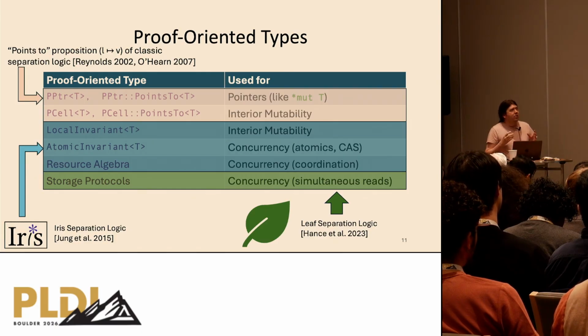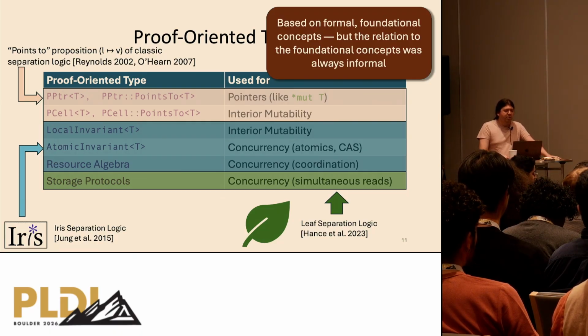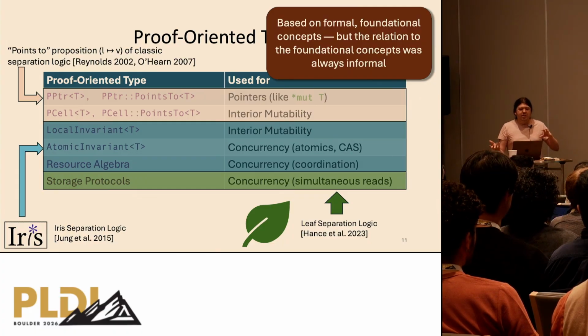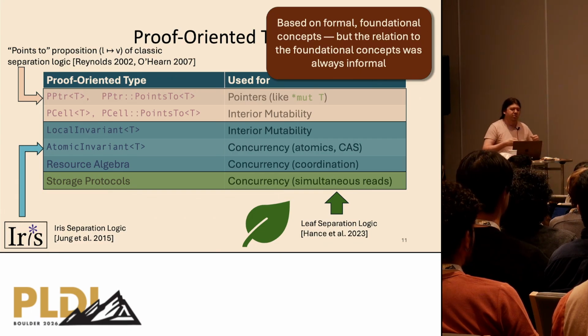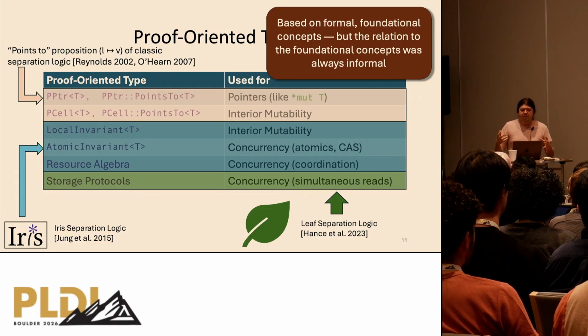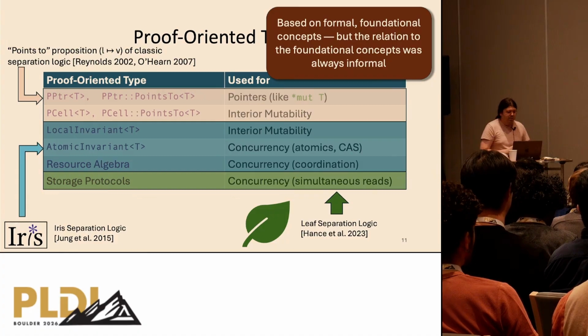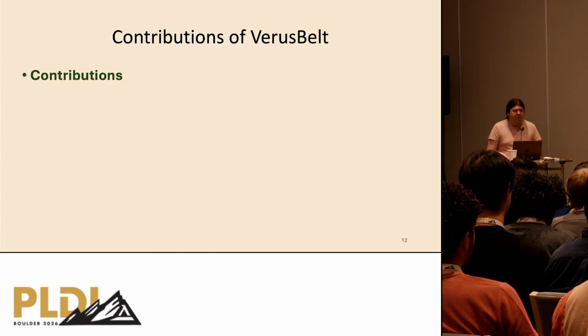Okay, so these proof-oriented types don't come out of nowhere. They're all related to foundational separation logic concepts. But the incarnations of these types in Verus are still only informally related to these foundational concepts. So that's what we want to try to fix in VerusBelt. We want to try to actually formalize the essence of these proof-oriented types and the relationship to the Rust type system. So that brings us to our contributions in VerusBelt.